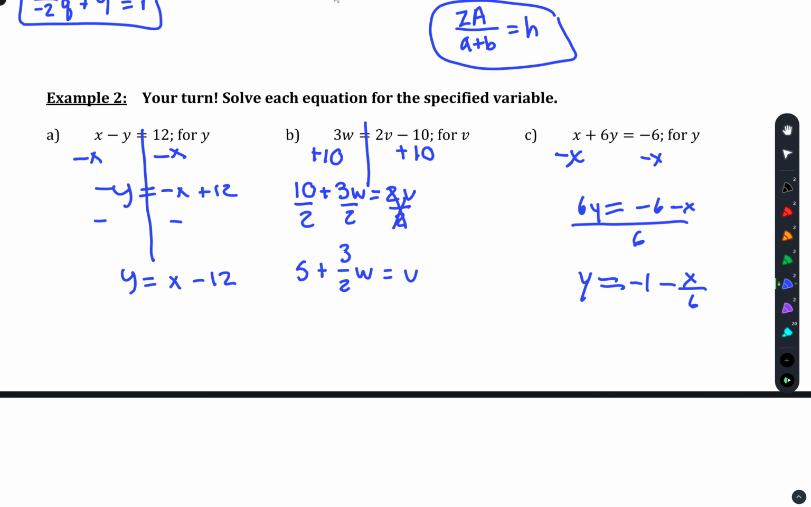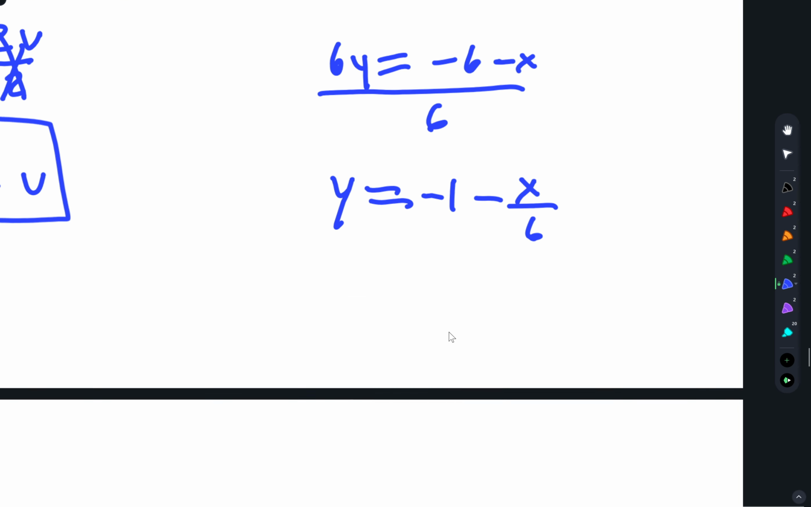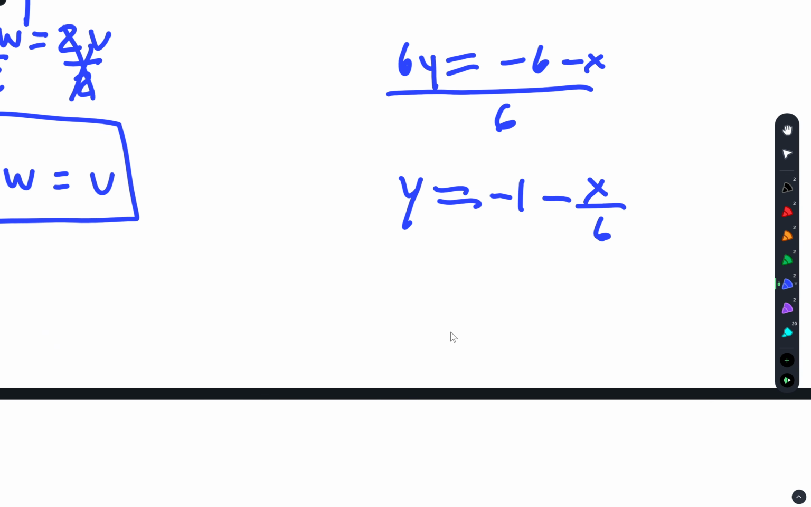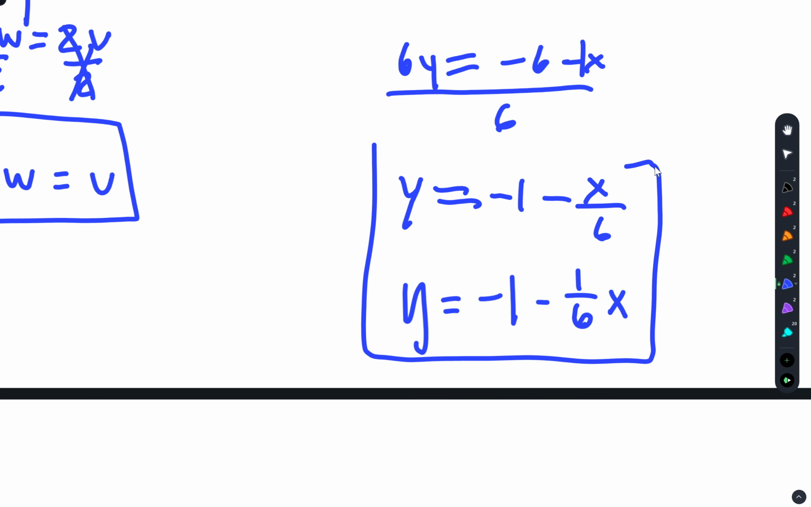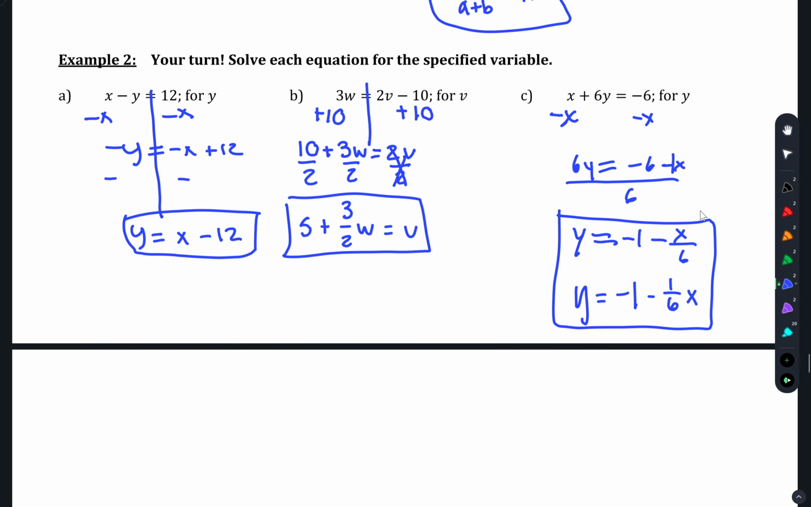All right. So these 3 answers look perfect. Let me box them in here. One thing about this last one, because maybe this doesn't make sense to some of you. Another way that I can write this, because I know that there is a 1 in front of my x, is y equals negative 1 minus 1/6 x. Either one of these works for me, but they're both correct. Any questions on these?